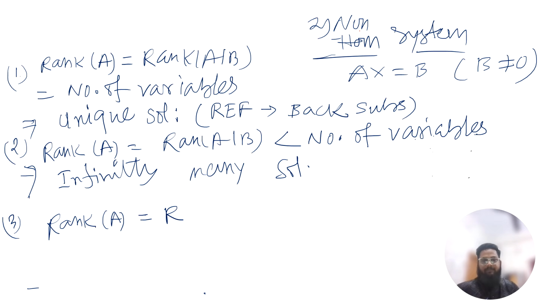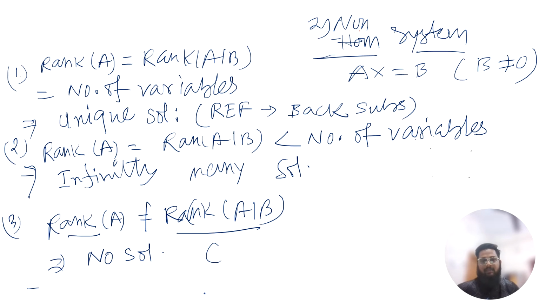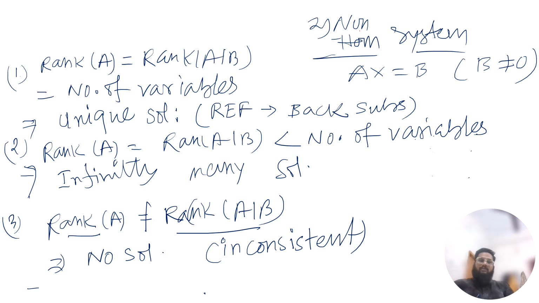rank of A not equal to rank of A by B, that means the rank of the coefficient matrix and the rank of the augmented matrix are not the same. In that case there is no solution, that means inconsistent. So to have a solution, the ranks must be equal. The A matrix and augmented matrix ranks must be equal. Now based on the number of variables it will be unique or it can be many, but the rank must be the same, and if the rank is not the same it has no solution.